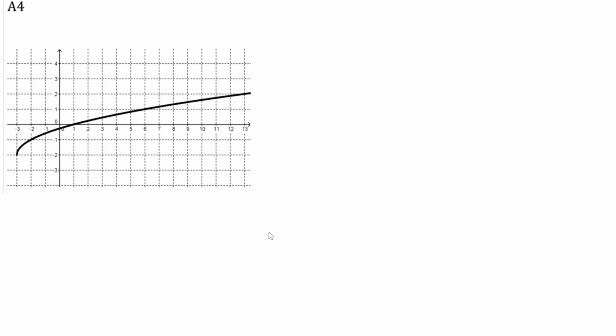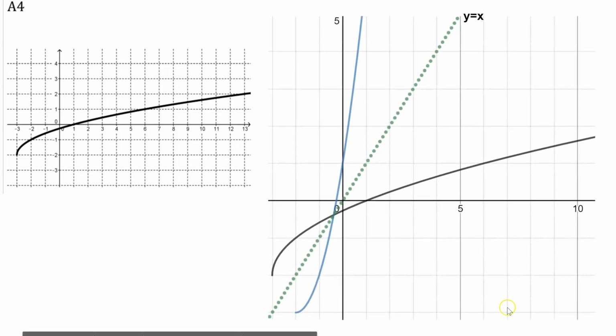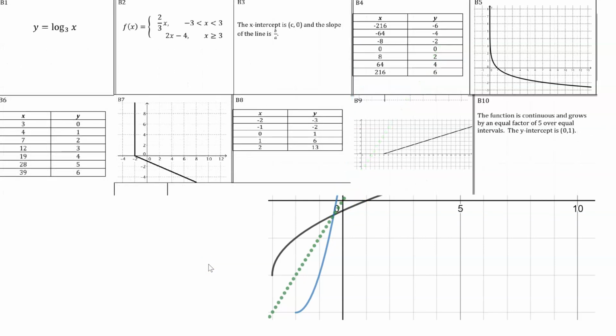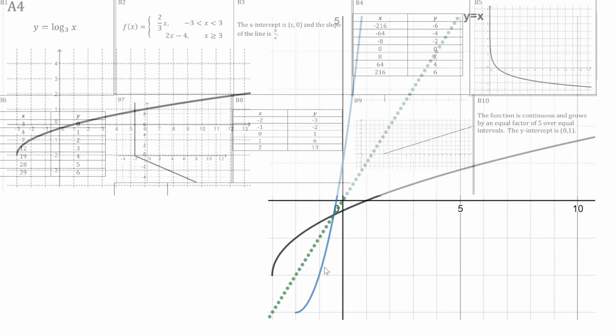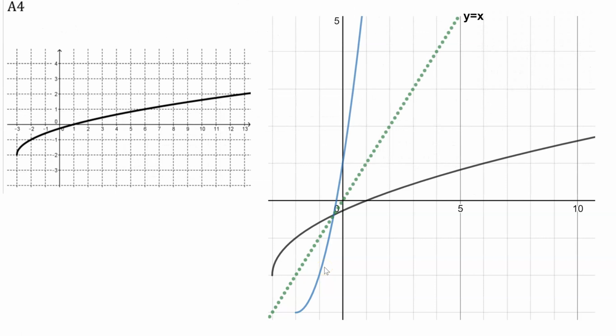Let's say I start with card A4. Graphically speaking, I would be looking for this blue graph, which is a reflection of card A4 over the line y equals x. However, when I consider all of the B options, there's no graph that matches the blue graph that I created. B5, B7, B9, they don't look like the blue graph. So we have to think of it in a different way.